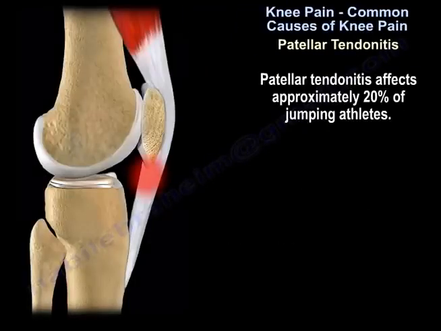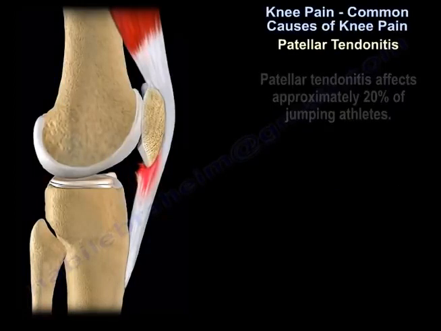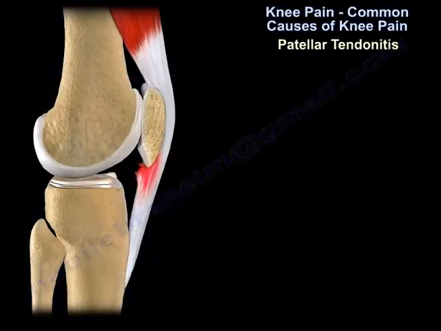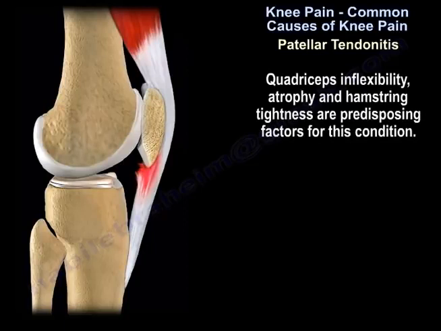Patellar tendinitis affects approximately 20% of jumping athletes. There will be tenderness to palpation at the distal pole of the patella in extension and not in flexion. Quadriceps inflexibility and atrophy and hamstring tightness are predisposing factors for this condition.